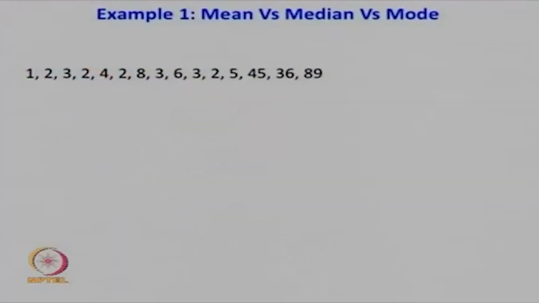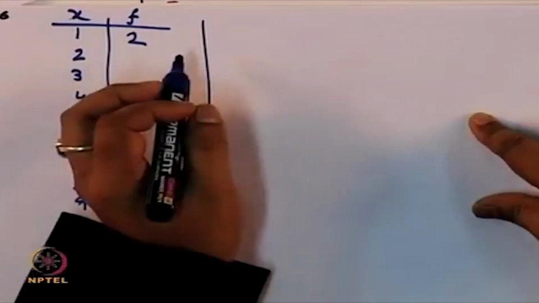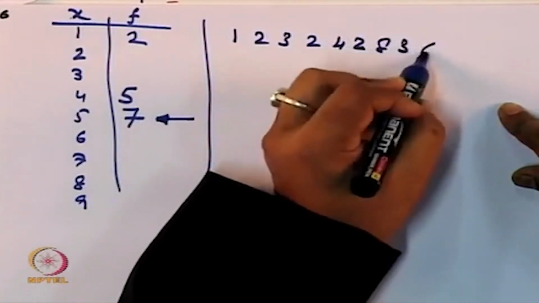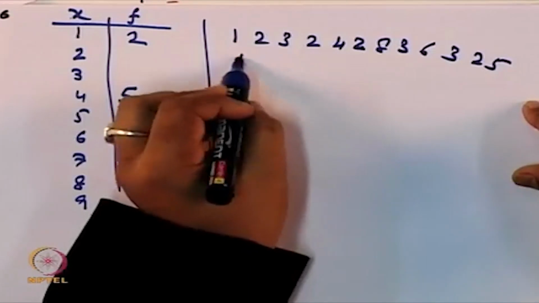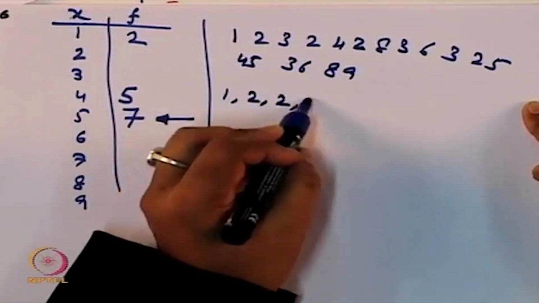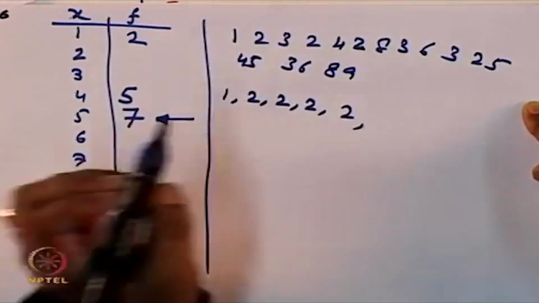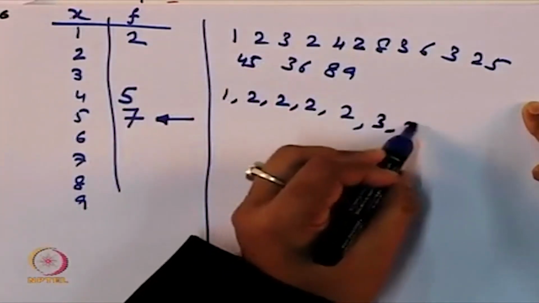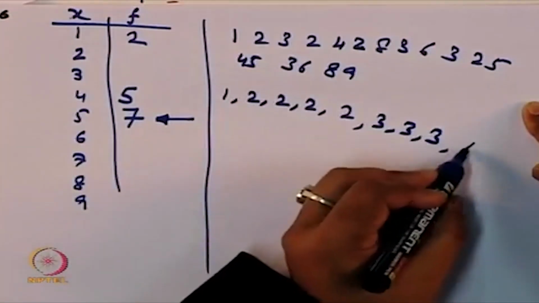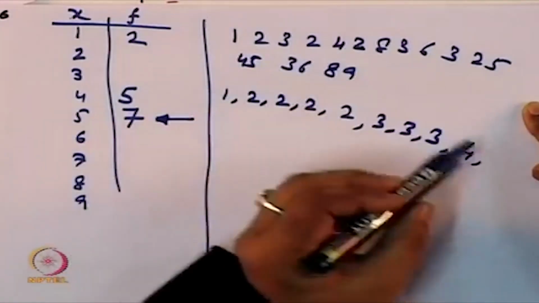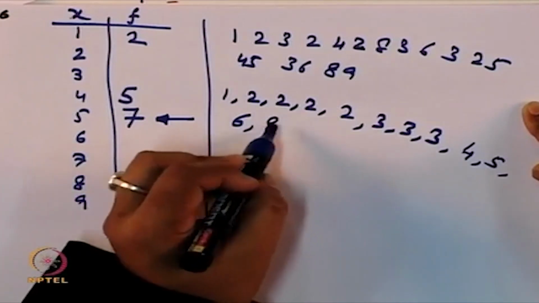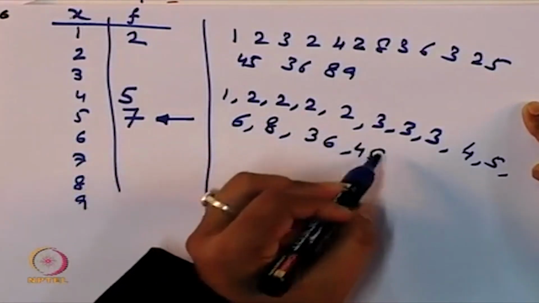Okay. So, let us just do a few examples. In this particular example, let us say you have the numbers 1, 2, 3, 2, 4, 2, 8, 3, 6, 3, 2, 5, 45, 36, 89. If I arrange them in the proper order: 1, then 4 2s, then 3 3s, then 4 is just 1, then you have 5, then you have 6, then 8, then 36, 45, 89.